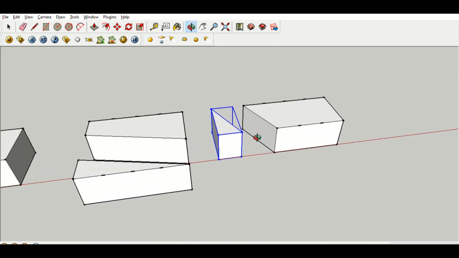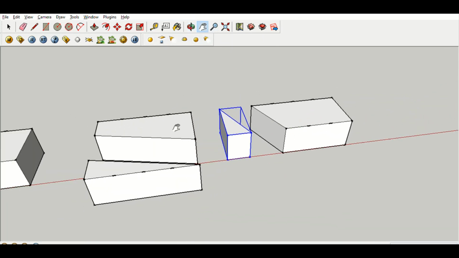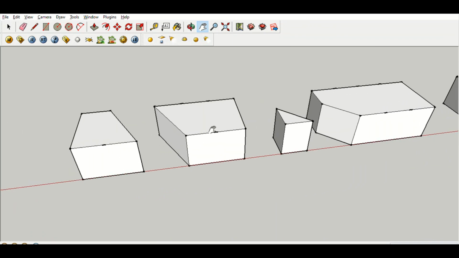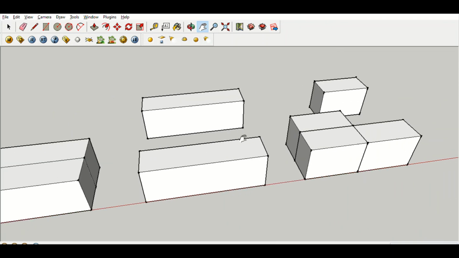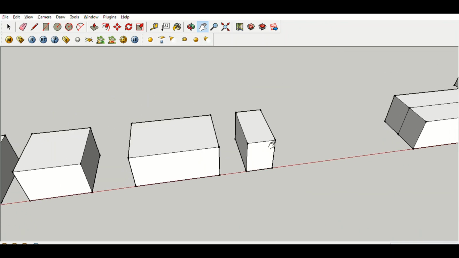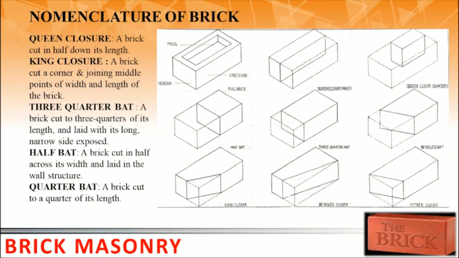So now I think your concepts are clear, like how these are used. This one, this one, this one and this one are used for the angles, and these are used in the brick bonds. I hope now you understand how these bricks are cut and where they are used.